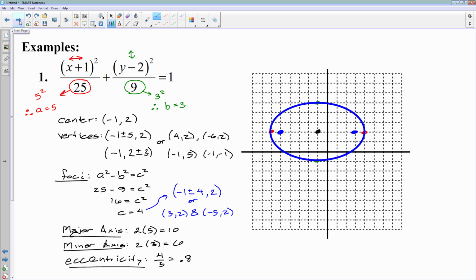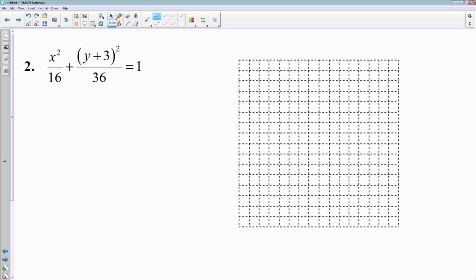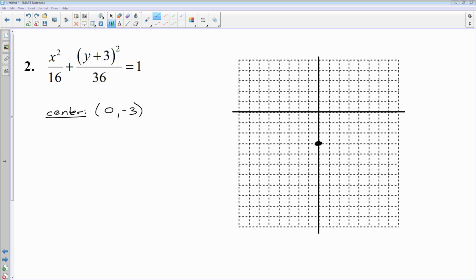Now let's do another one. This problem, x squared over 16 plus, well, you can read it. I'm going to start just like before, finding the center of this ellipse. And this one confuses people because there's not a number inside with the x. People will say, oh, it's y plus 3, so the y-coordinate's definitely -3. If there is not a number inside with the x, then the x-coordinate of the center is 0, so the center is (0, -3). So let me graph that real quick. There's my center.